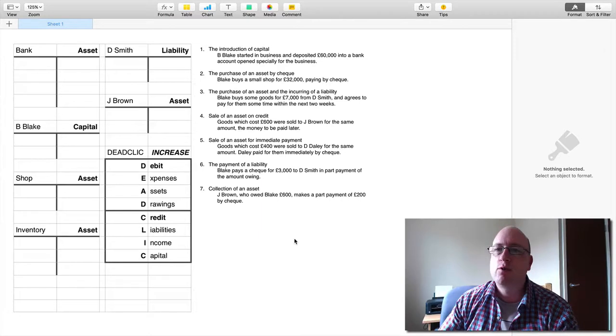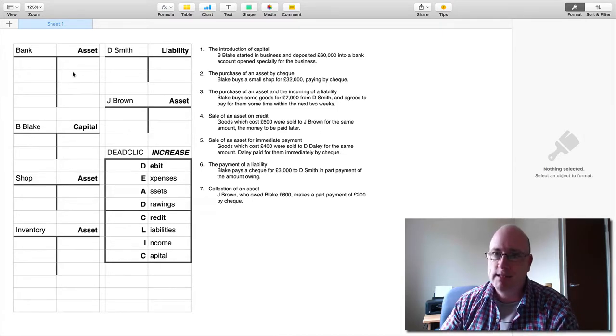So what I'm going to do is work through a short exercise. I'm going to whip through it fairly quickly because I want to keep the session sort of 5 to 10 minutes long. But obviously if you do get stuck, you can always pause it. I'm going to complete the T accounts that you'll see on the screen using these 7 transactions here, just to reiterate how DEADCLIC works in practice. Last week very much described the method of DEADCLIC. This week it's going to show you how it works in practice effectively.